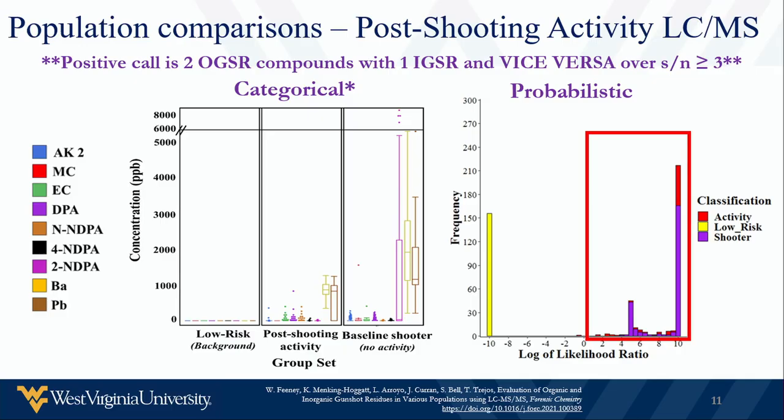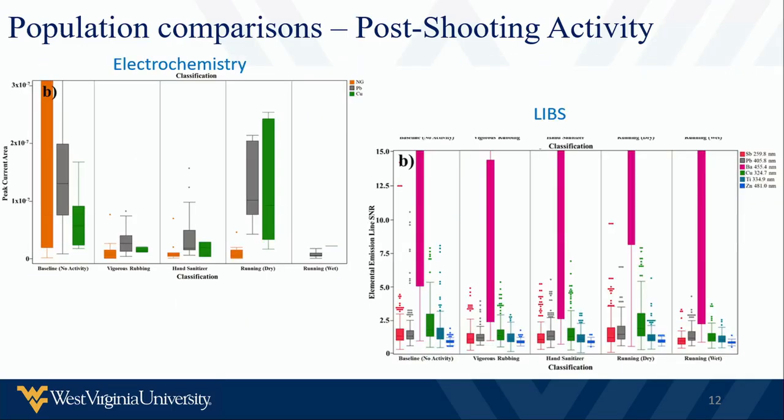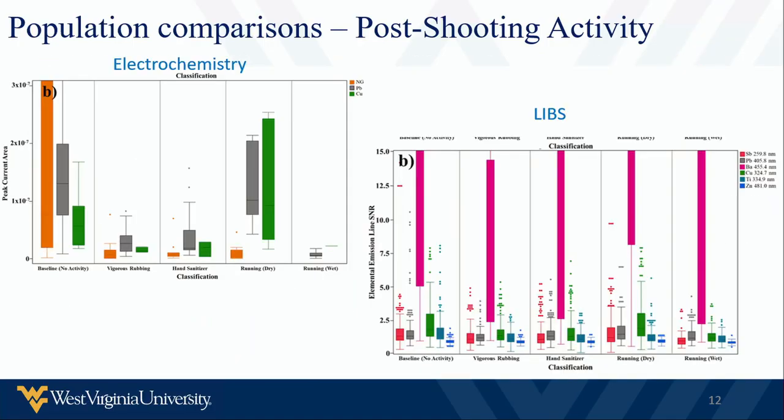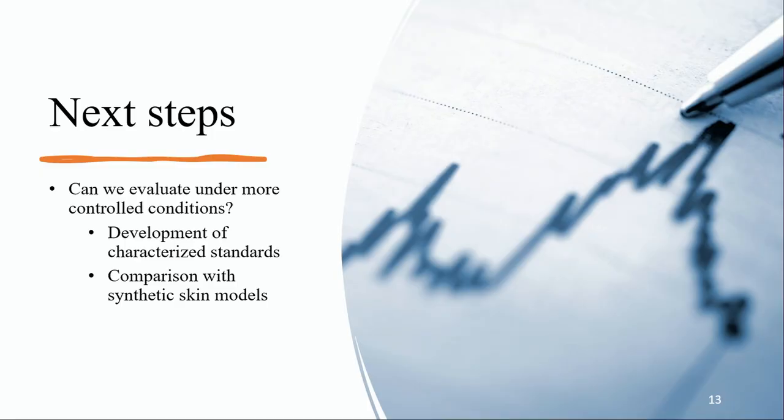And as you can see on the plot on the right, for a shooter sample, we can obtain very good separation of the shooter, even after conducting some post-shooting activities, differential from the low-risk population. Similar trends were observed in the case of the electrochemical work and LIPS, as you can see in these two plots. But the next step in innovation is, can we evaluate transfer and persistence under more controlled conditions?